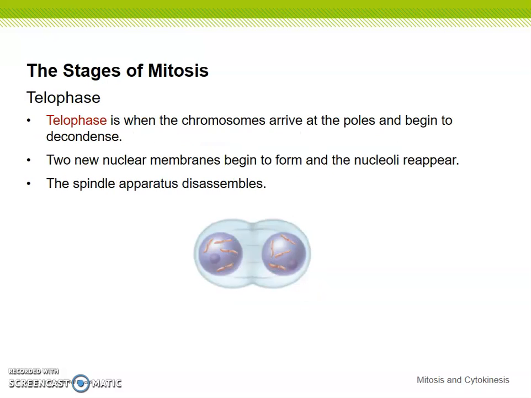After that is telophase. This is when the chromosomes, the individual sister chromatids, arrive at the poles and they begin to uncoil. They are less condensed. A new nuclear membrane, nuclear envelope, begins to form around that chromatin, and the spindle apparatus starts to break down because it's not needed anymore. It did its job.